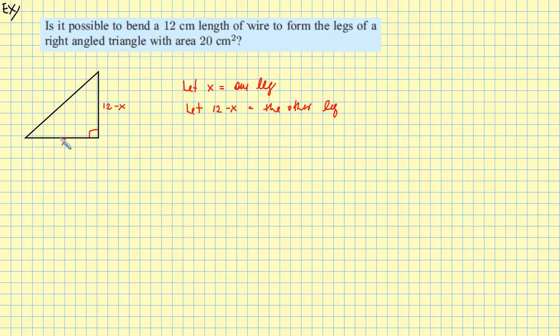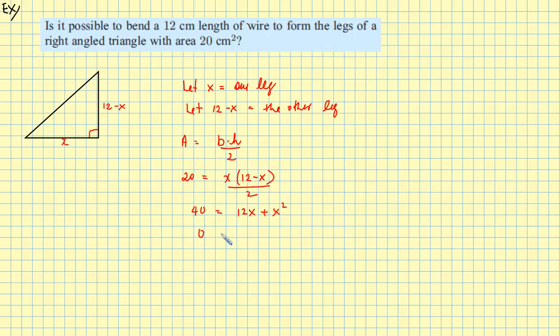Okay, so these are the two legs, because the other side there on the 90-degree triangle is the hypotenuse. Now, I have an area of 20 centimeters squared, so I know area is equal to 1/2 base times height, or base times height divided by 2, and I know that the area is equal to 20, and I know that I've called the base x, and I've called the height 12 minus x, and it's all divided by 2, so that I ended up getting 40 is equal to 12x plus x squared.